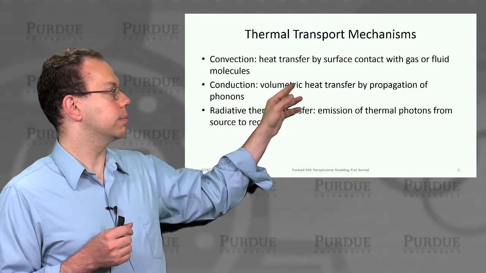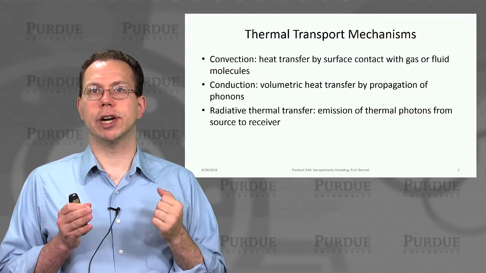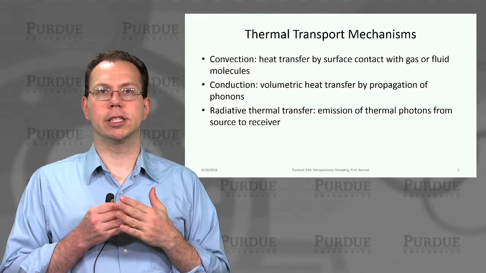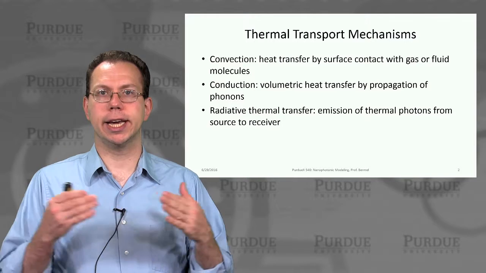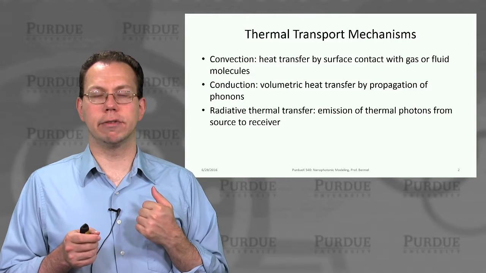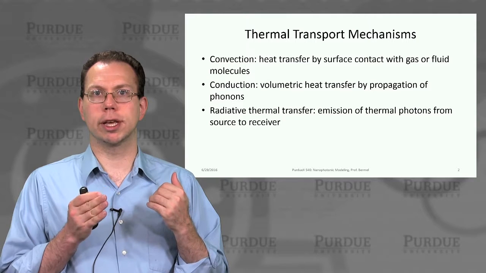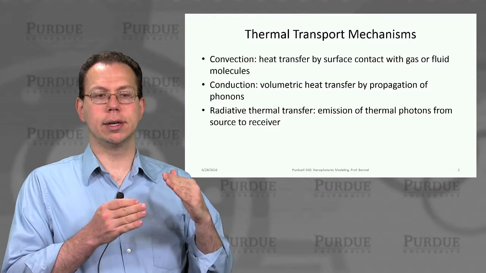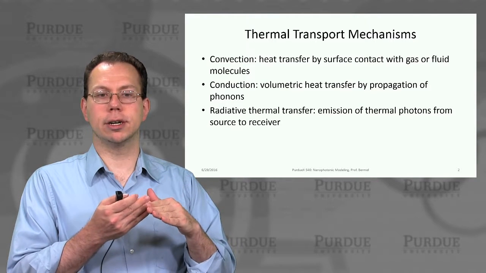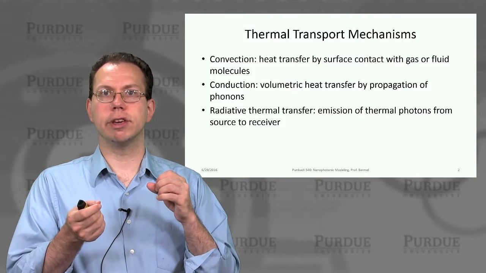So just to briefly summarize what each of these transport mechanisms is, convection is heat transfer by surface contact with gas or fluid molecules, which in practice you experience whenever you stand outside on a cold, blustery day and you feel the wind biting into your skin. That's basically convection pulling heat off of your skin into the atmosphere. Conduction, by contrast, is more like when you touch a hot stove, because that's when you have a volumetric heat transfer through one material to another by propagation of phonons, which are essentially a unit of heat.